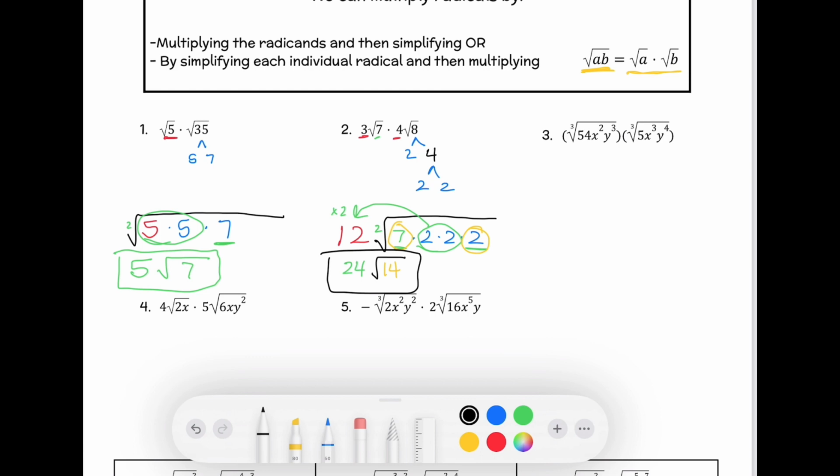All right, moving on to the next one, now we have cube roots. When we multiply, our indexes should be the same in order to combine them. So we're going to do the exact same thing we did before. This is where you can simplify before if you want to. It's up to you, and I'll show you how that looks. So if we go ahead and break down 54, what can we divide 54 by that would be a perfect cube?